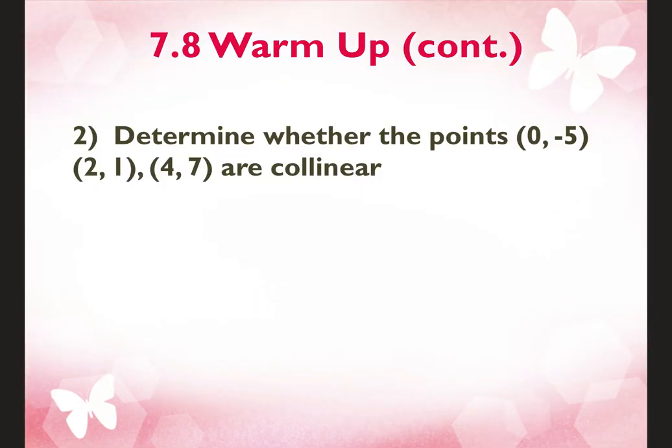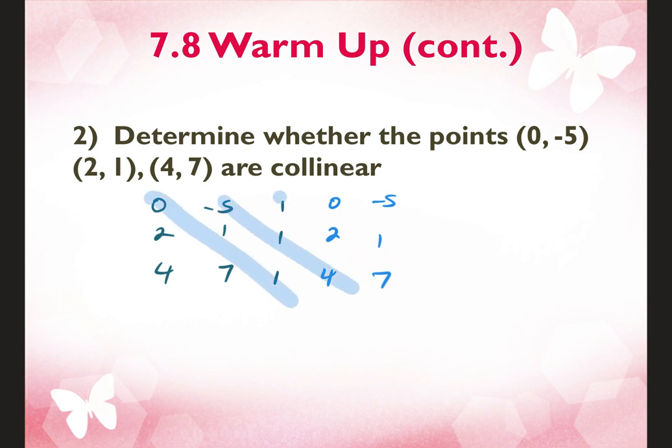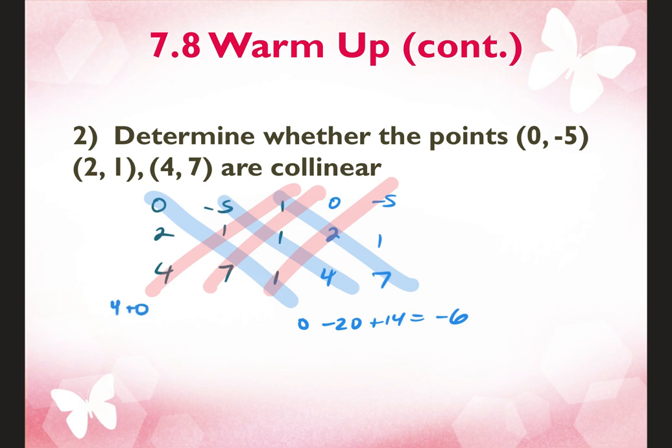All right, number 2 says determine whether the points (0, -5), (2, 1), and (4, 7) are collinear. So for these, I start with a matrix again. Coordinate points, filling in the third column with the 1s. Duplicate the first and second column. And do the same thing. Find the determinant. So top left, bottom right first. This is 0, minus 20, plus 14. That's -6. Go back the other way. 4 plus 0 minus 10, -6.